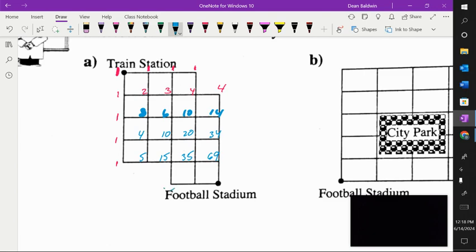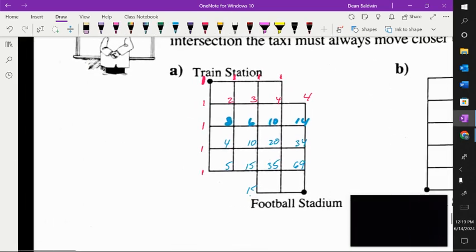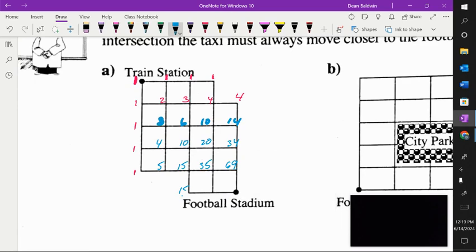What's this one right here? 40. Nope. 15. You're always adding up and left. So that is 15. There we go. Okay. And then the next one is 50. And the final one is 119. There's 119 ways to get from the train station to the football stadium if you can only move to the right and down.